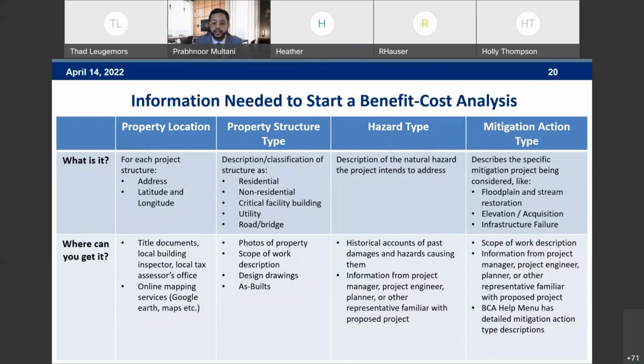So we do understand that some projects may be a bit out of the box and it might not be clear which mitigation action type. I think the help menu would be a great place to start to see which would fit best. And if not, if you ever have questions, we'd love to have a discussion about that and find the best route for you to take for your mitigation action type. Next slide, please.